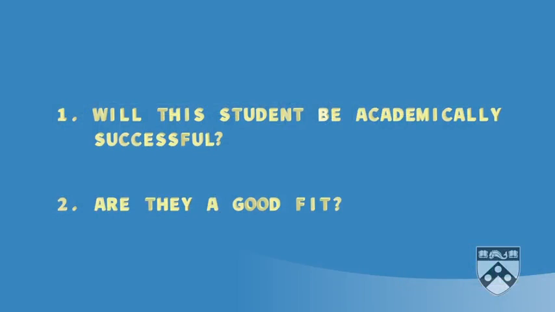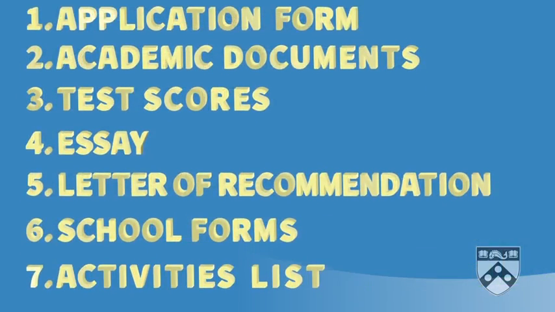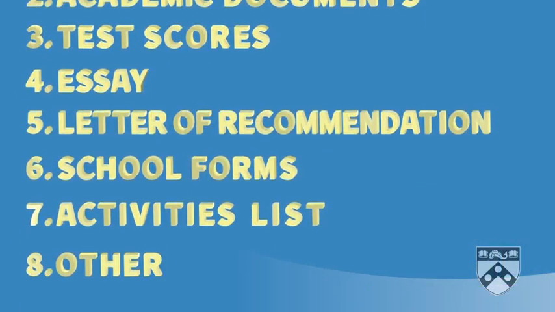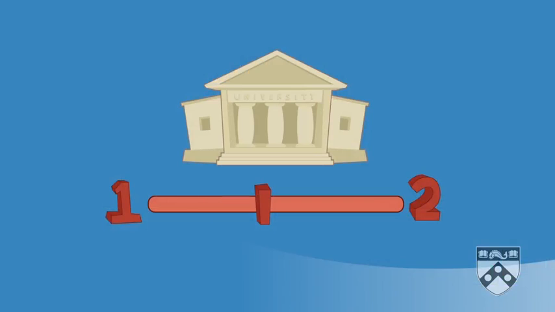Now that you know the two main questions a university is trying to answer when evaluating your application, and the 8 pieces that they're using to get those answers, you need to understand how the evaluation is done. Let's start with how universities use the 2 questions. All universities use them, but not in the same way.